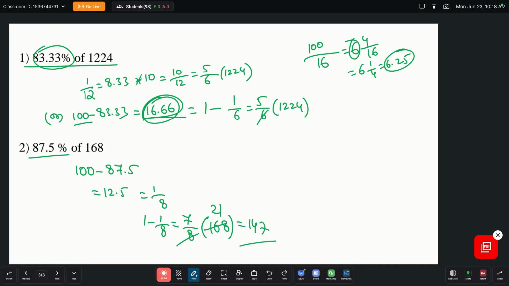Here also, 6 ones are 6, 204. 204 times of 5. So 5 twos are 10, so that will be 1000. 5 fours are 20, so it will be 1020.